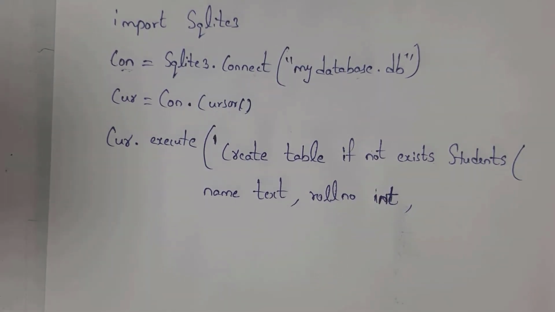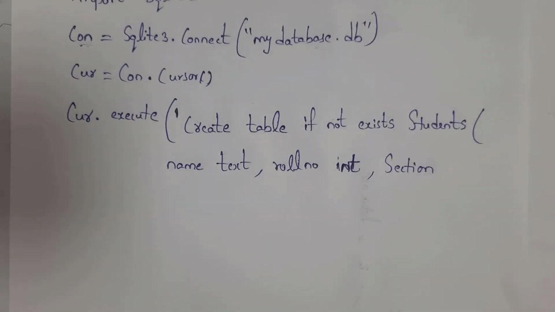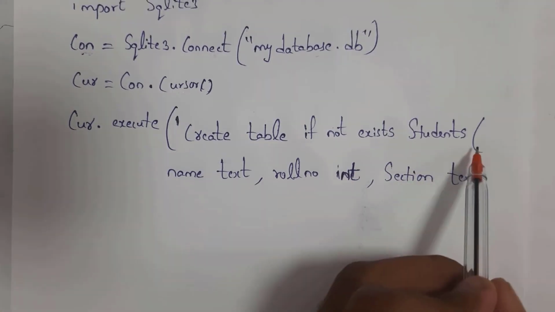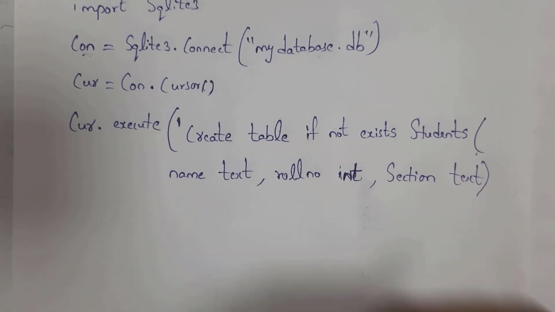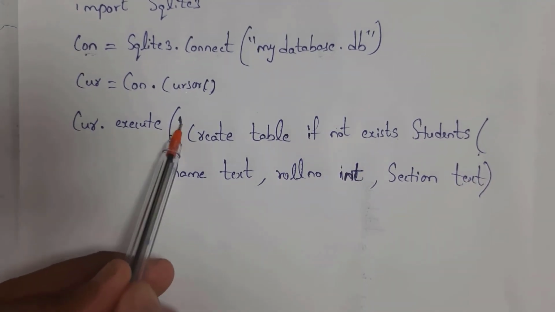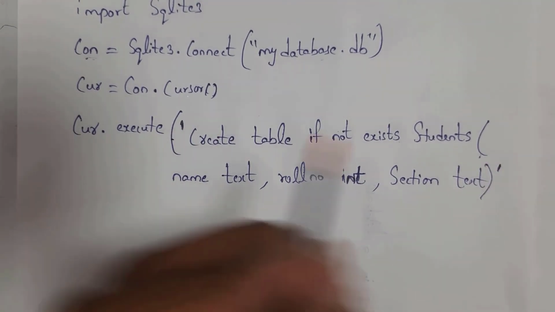Next I want to insert section. So just write here section. Section is also text type. So just write here text. I opened a bracket here, so close the bracket, and similarly we need to close this bracket and quotation. So close quotation and close bracket.